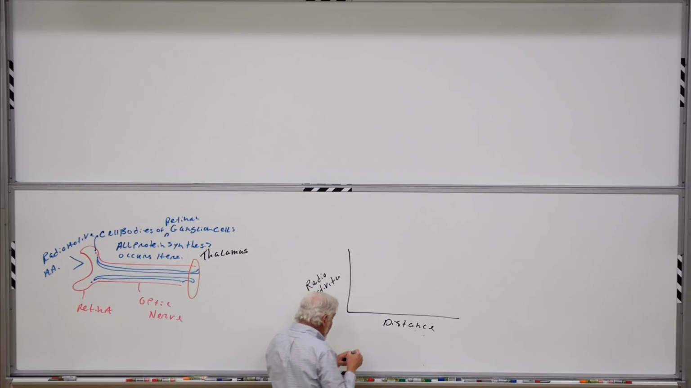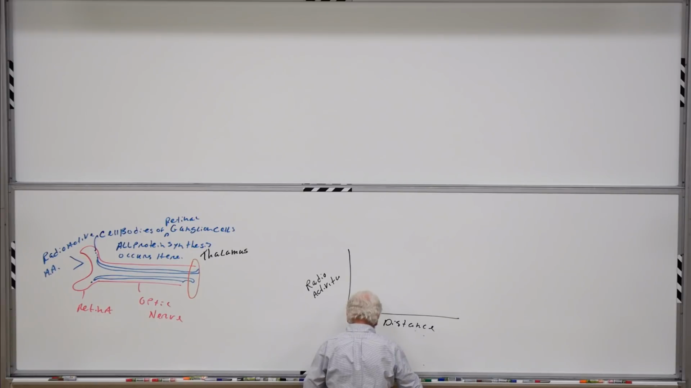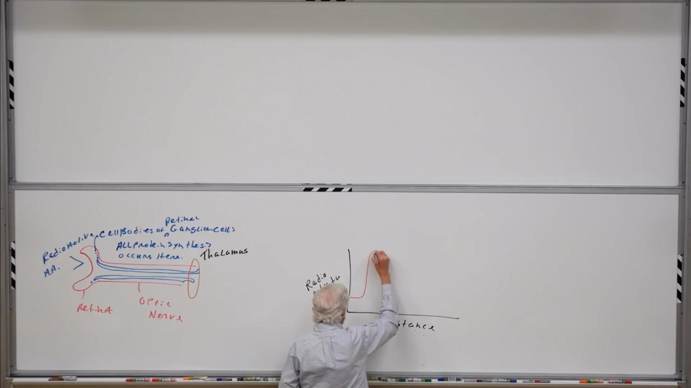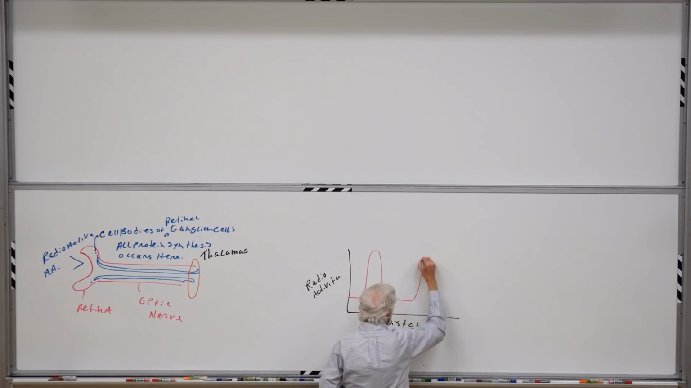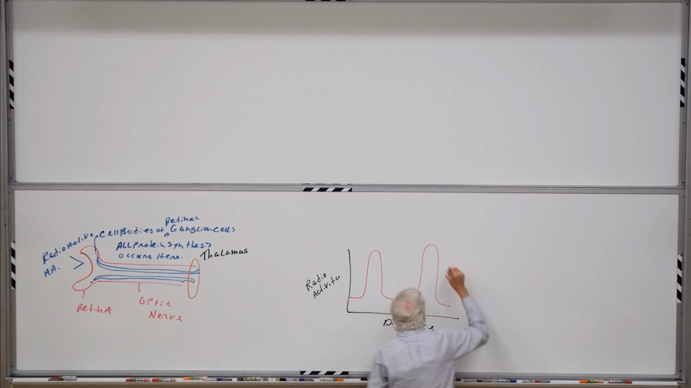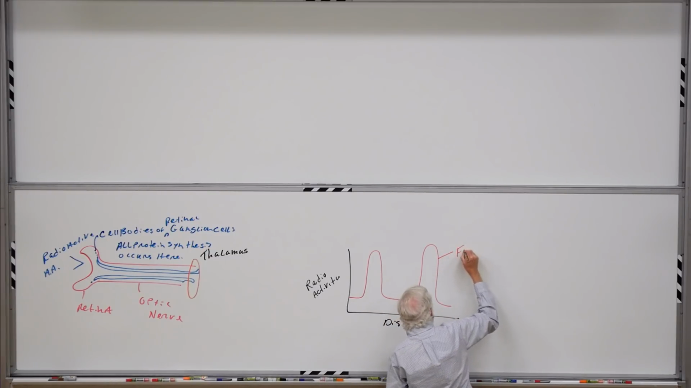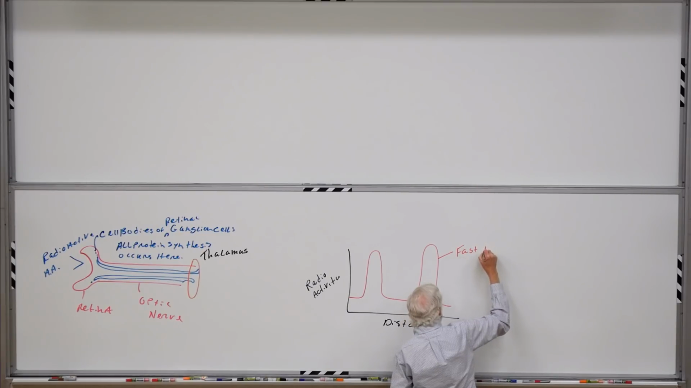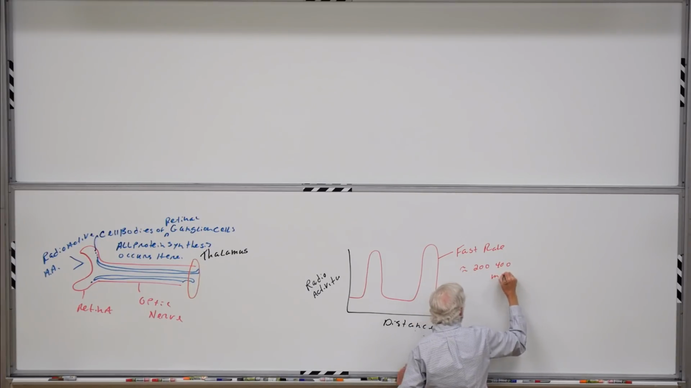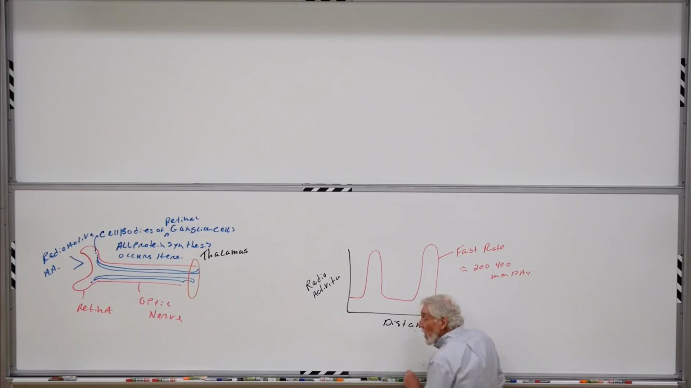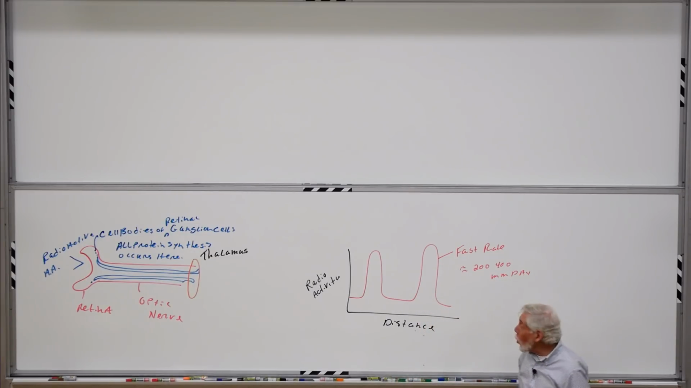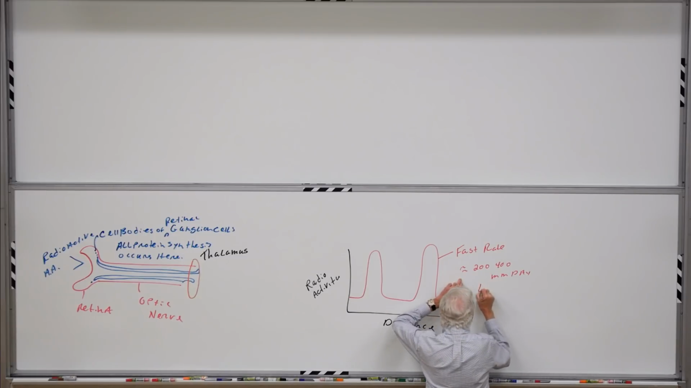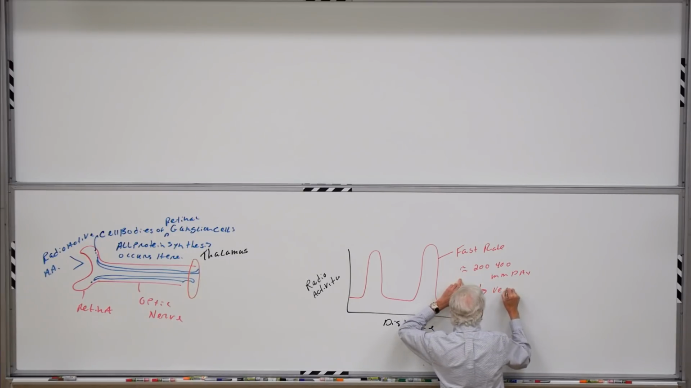So simply put, when they did that, they found two major peaks of radioactivity. One peak they called the fast rate. And this is the one that came up in the neighborhood of about 200 to 400 millimeters per day. And then when they began to explore what kind of proteins these were, they were always the vesicular proteins.